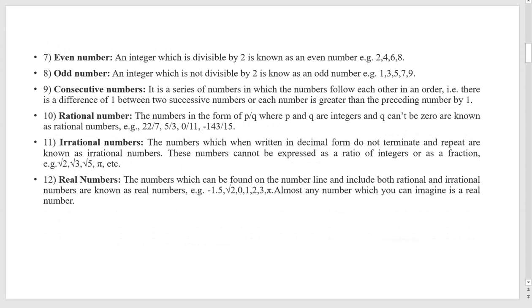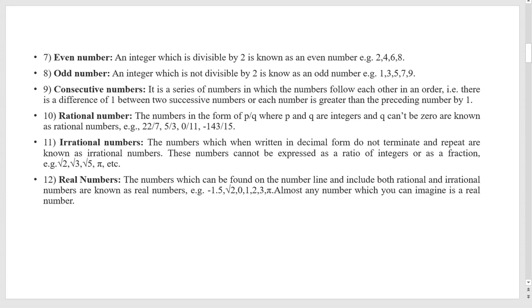Okay, and the next one is even numbers. Simply we can say that an integer which is divisible by 2 is known as an even number, like 2, 4, 6, 8. These are the even numbers. Whereas odd numbers are the integers which are not divisible by 2, like 1, 3, 5, 7, 9. These are the numbers which can't be divided by 2.